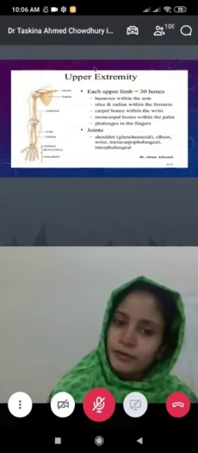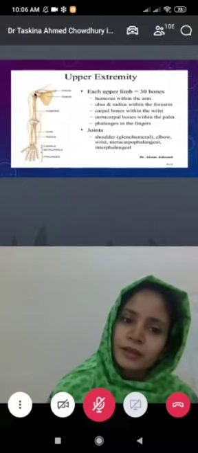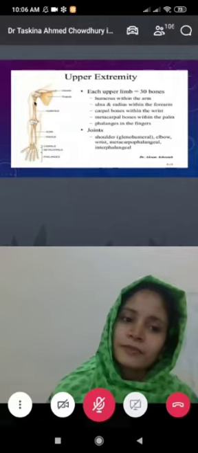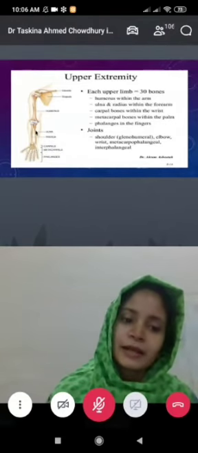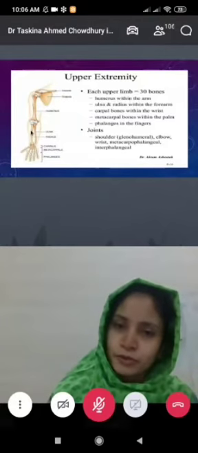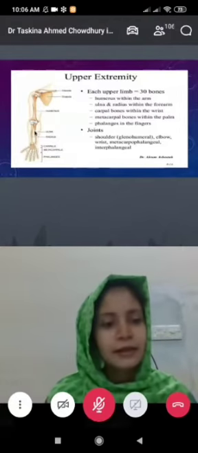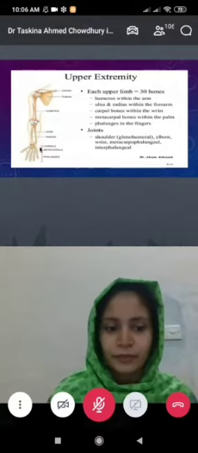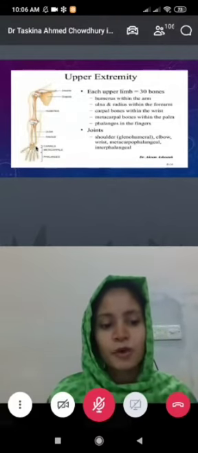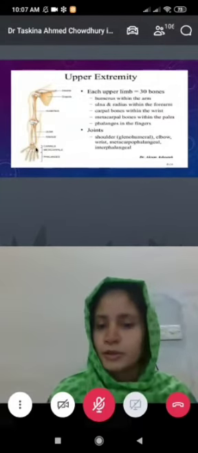What are the bones of the upper limb? There is the clavicle, the scapula, the humerus, which is the bone of the arm. There is the ulna and radius, the forearm bones. Ulna lies medially and the radius laterally. And in the hand, there are small bones of the hand, from proximal to distal.